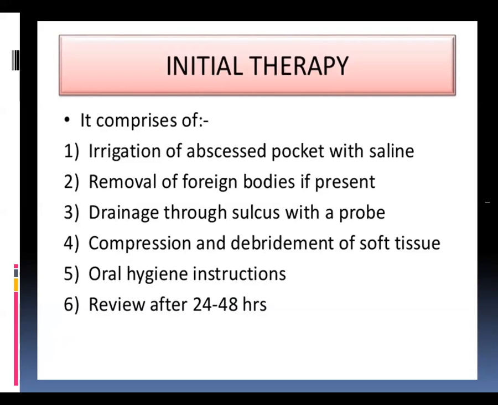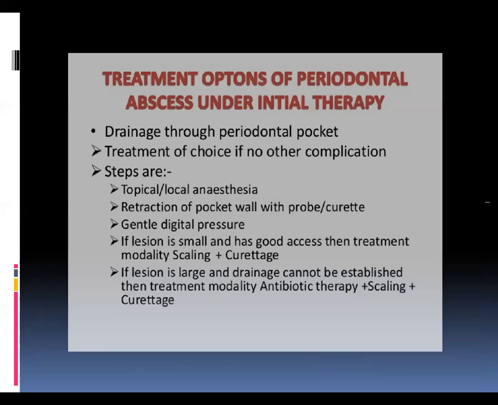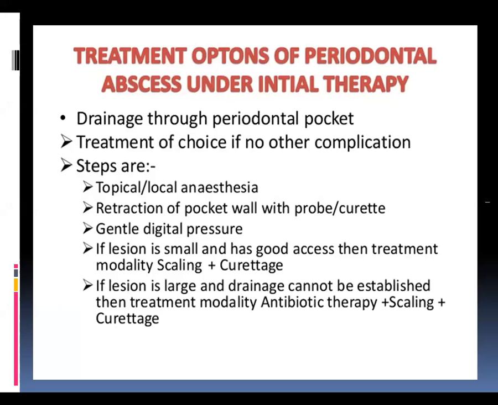Initial therapy comprises irrigation of the abscess pocket with saline, removal of foreign bodies if present, drainage to the sulcus with a probe, compression and debridement of the soft tissue, oral hygiene instructions, and review at 24 to 48 hours. Among the treatment options under initial therapy, drainage is the treatment of choice in periodontal abscess if no other complications are there.